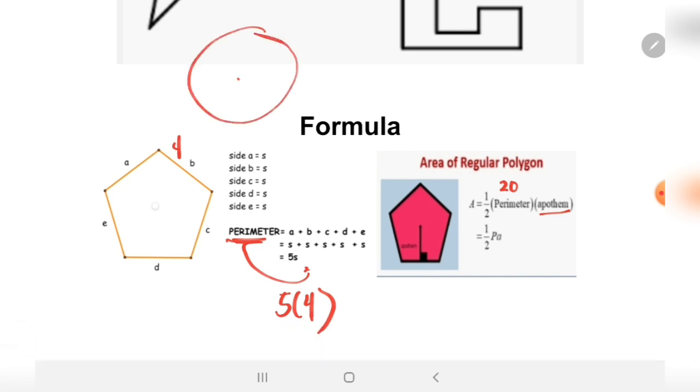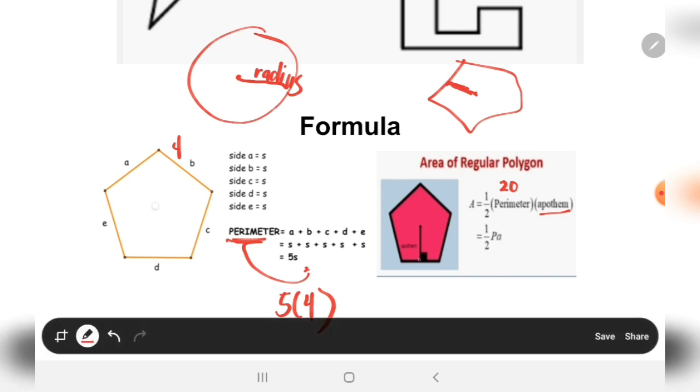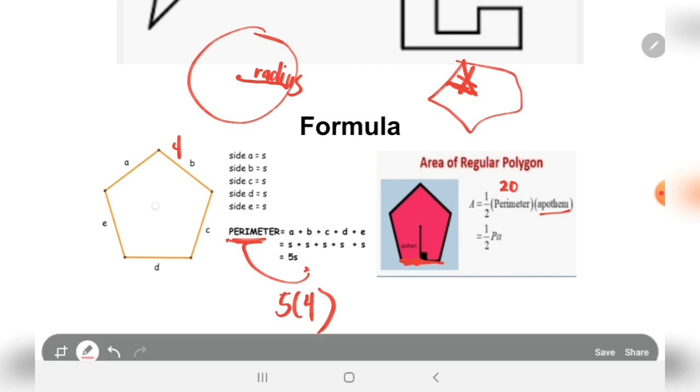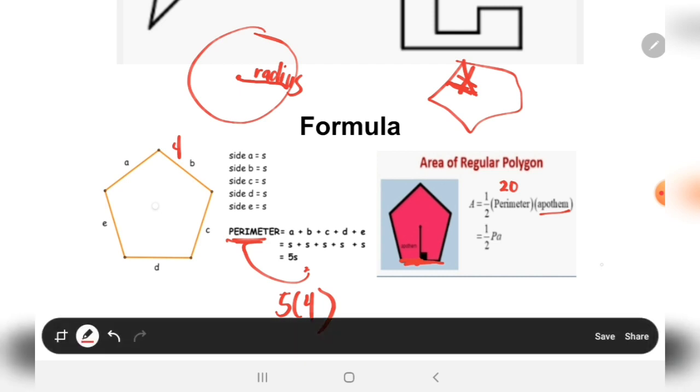Next, the apothem. What do you mean by apothem? Remember, in a circle, the half of the circle is what you call the radius, right? But in a polygon, the segment from the center of the polygon to the midpoint of a side of the polygon, in here, not here, this is not correct, but in here, in the middle of the side of the polygon, that is what you call the apothem.